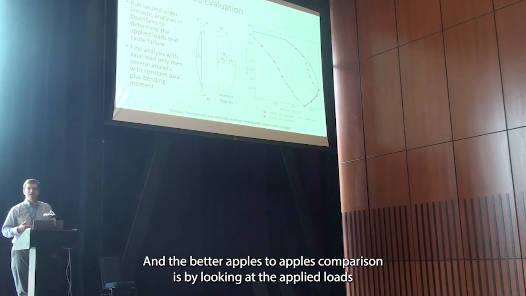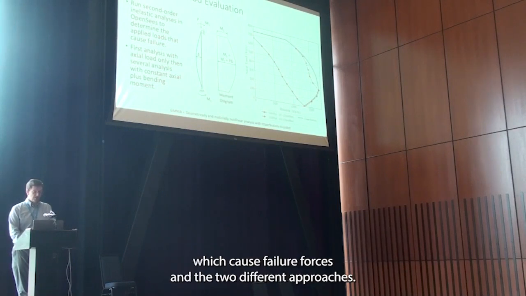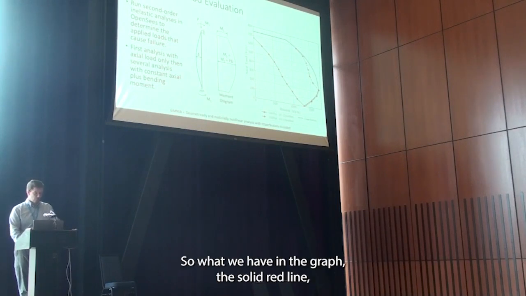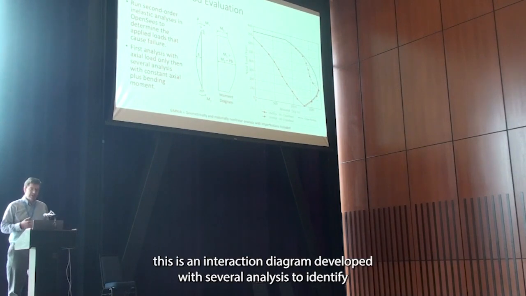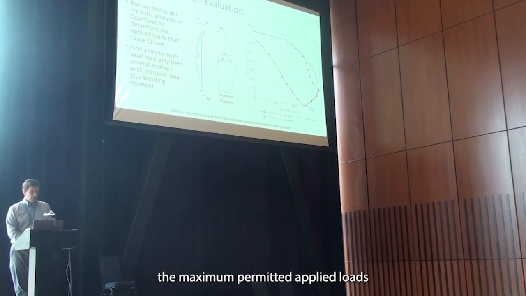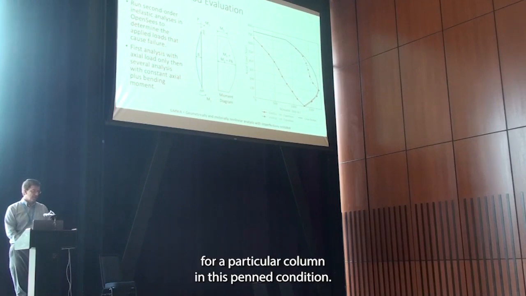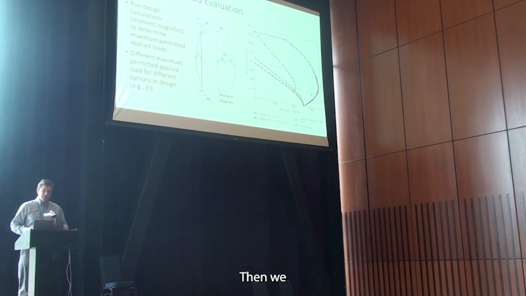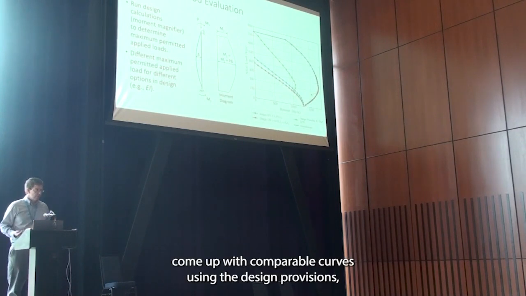And the better apples to apples comparison is by looking at the applied loads which cause failure in the two different approaches. So what we have in the graph, the solid red line, this is an interaction diagram developed with several analyses to identify the maximum permitted applied loads for a particular column in this pinned condition. Then we come up with comparable curves using the design provisions.